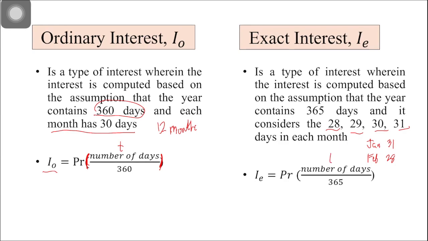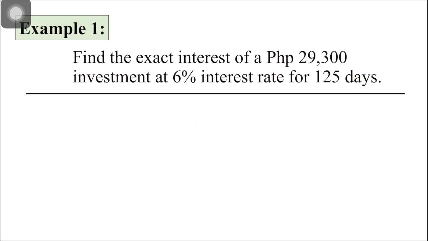So this is just the time. So it's like I is equal to PRT. But to make it a specific formula for the exact interest, we denote exact interest as I sub E. So I sub E, or the exact interest, is equal to PR. Your P there is the principal. The small r is the interest rate. Okay, let's have an example.